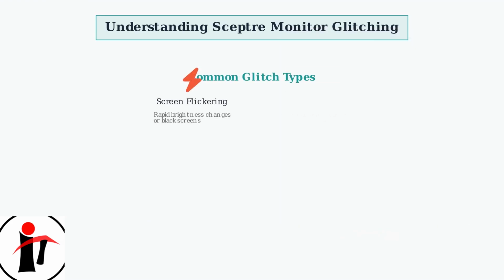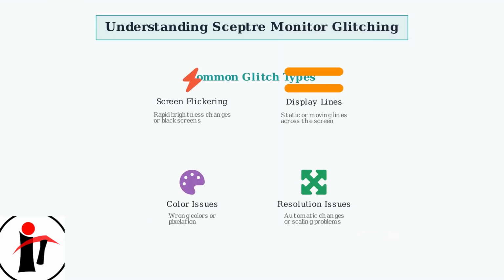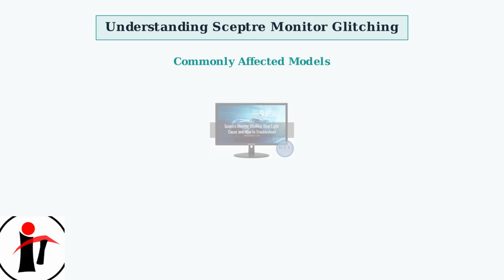Sceptre monitor glitching typically appears in four main forms. Screen flickering involves rapid brightness fluctuations. Display lines show horizontal or vertical artifacts. Color issues include wrong reproduction or pixelation. Resolution problems cause automatic changes or scaling issues. These glitching issues are frequently reported across various Sceptre model lines, particularly the E24, C24G, and U27 series monitors.